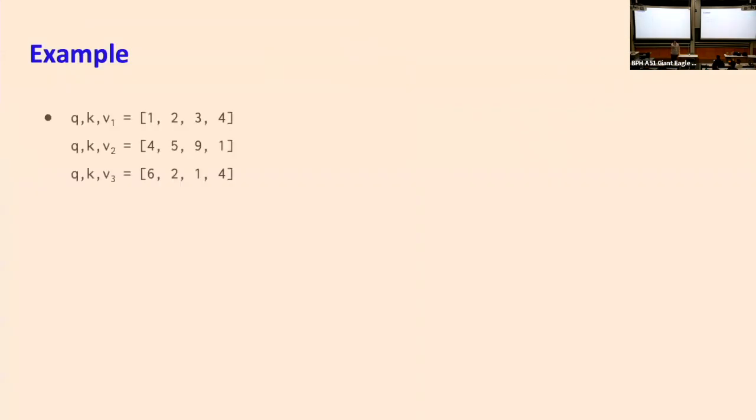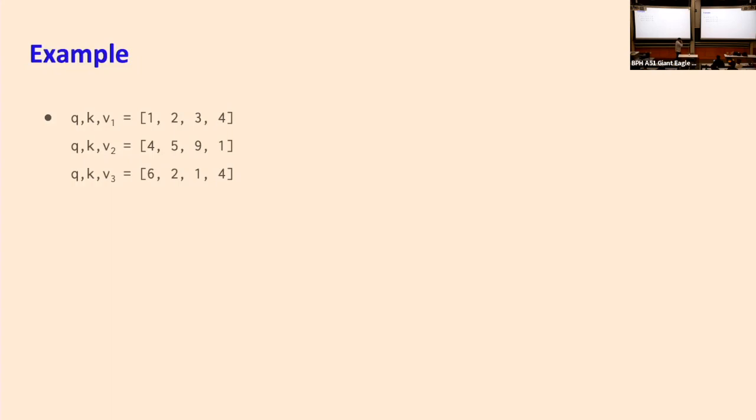Let's say we have a 3 token length sequence, right? And just for simplicity, let's say the 3 projection matrices are the same for query, key, and value. So for each token, we just get a set of 3 identical vectors for the query, for the key, and for the value, just for simplicity here, right?